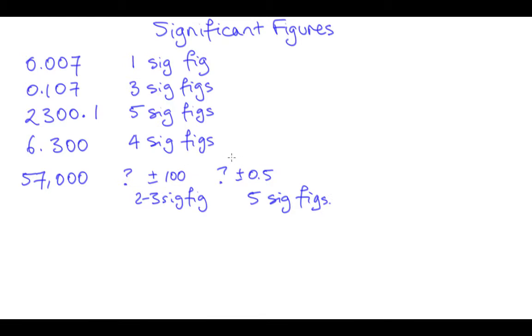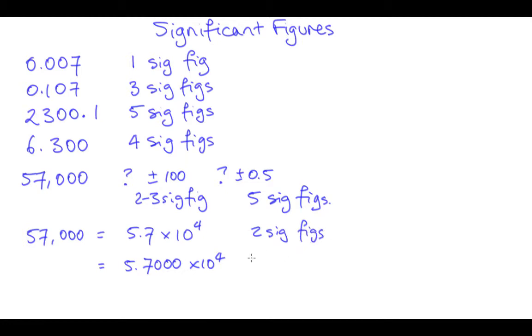And another way is to use what's called scientific notation or standard form. So I can write 57,000 as 5.7 times 10 to the power of 4. And if I write it like that, then I know there are only 2 significant figures here. But if I was to write it like this, then all those zeros that I've specifically written down after the decimal point, these ones count as significant. So this is 2 sig figs again, and this is 5.